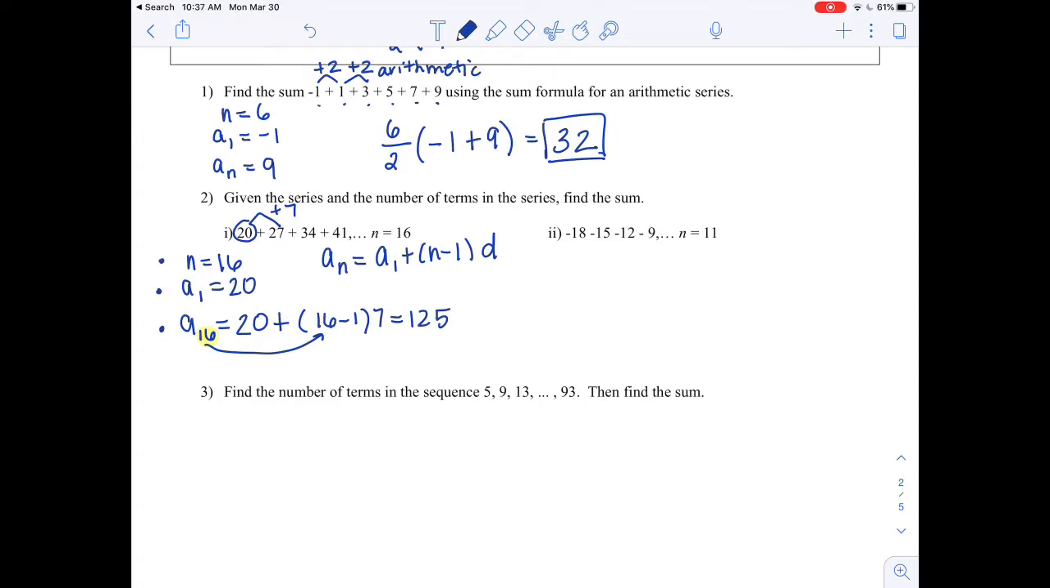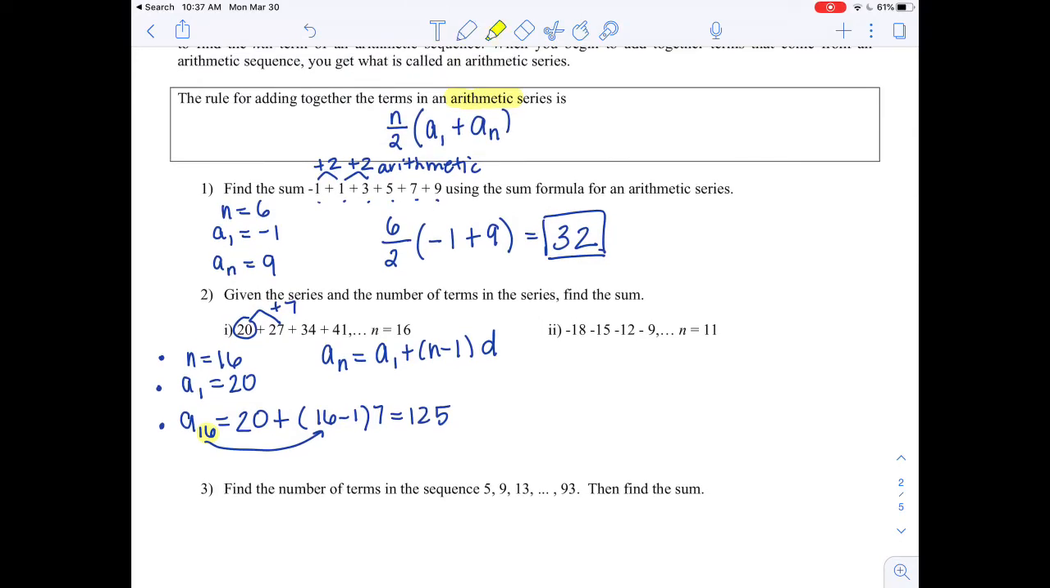Okay, so now I have everything I need. My n, how many terms I have, my first term, my last term, and then I'm going to go back and plug them into this formula that we have up here. n over 2 times a1 plus an. So I have 16 terms divided by 2, multiplied by my first term plus my last term, and when I complete that, that comes out to be 1160.